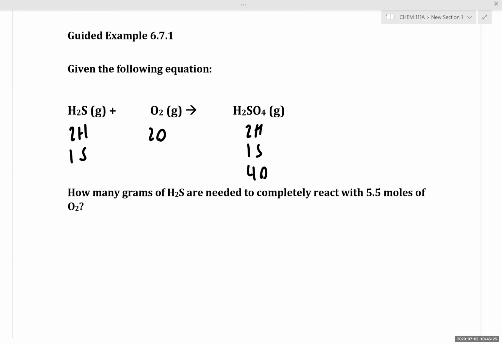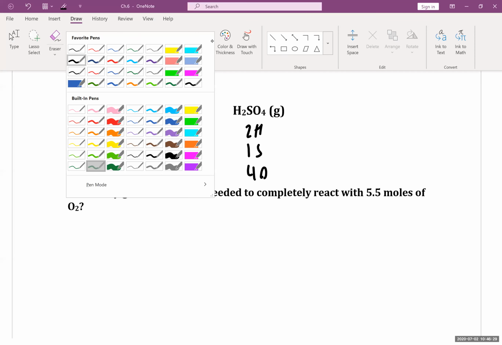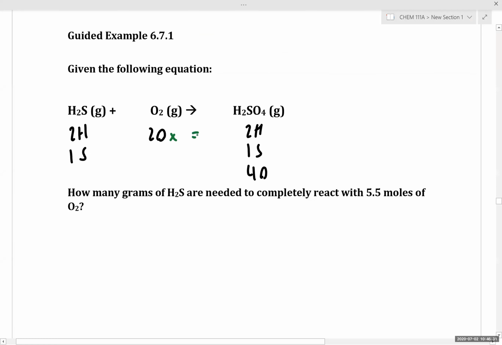So then, what coefficient do we need in front of oxygen to give us the 4 oxygens on each side? What coefficient? 2 times what would give us 4? 2, yep.